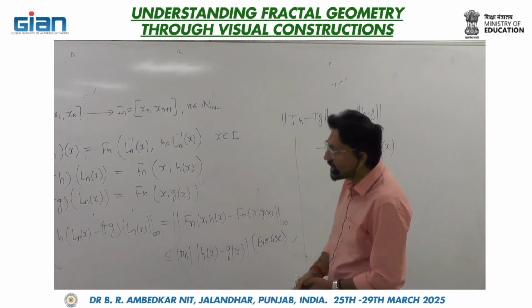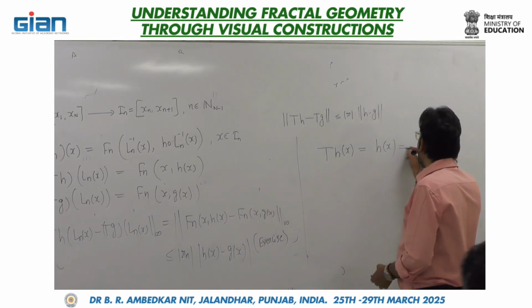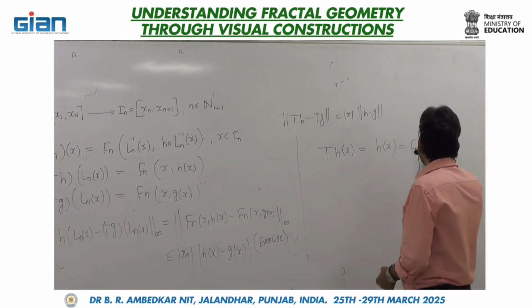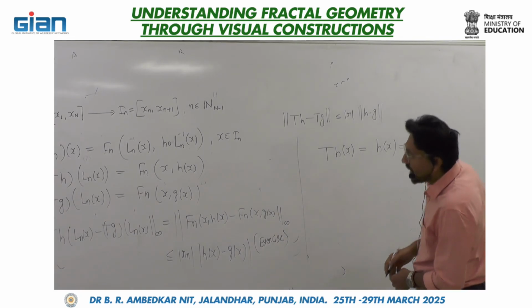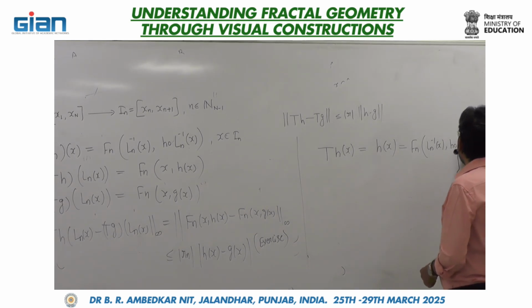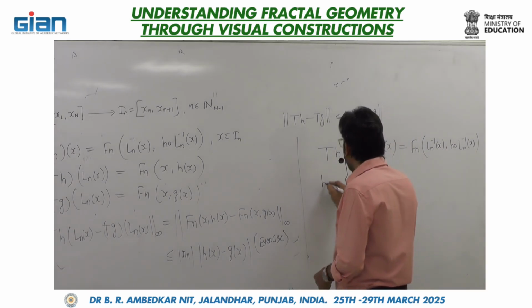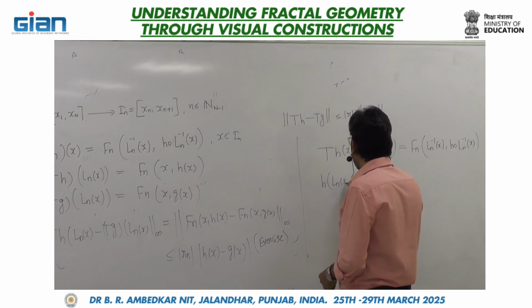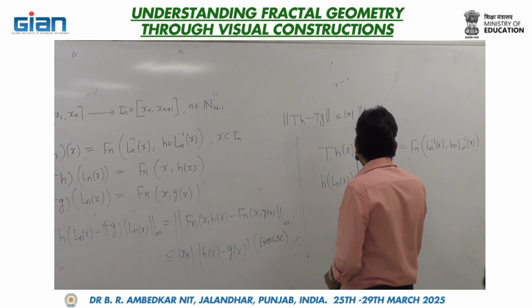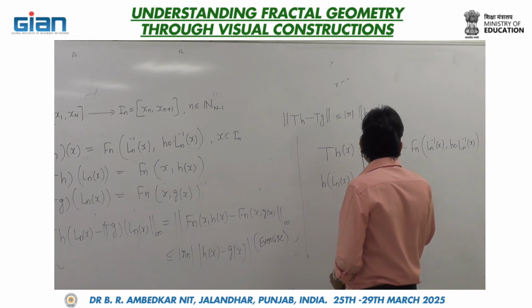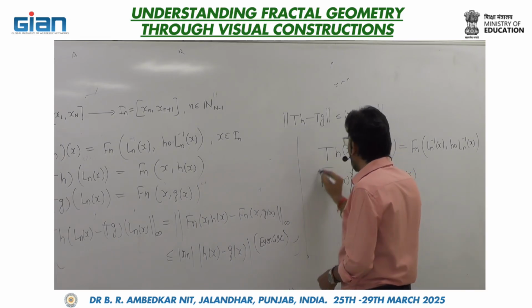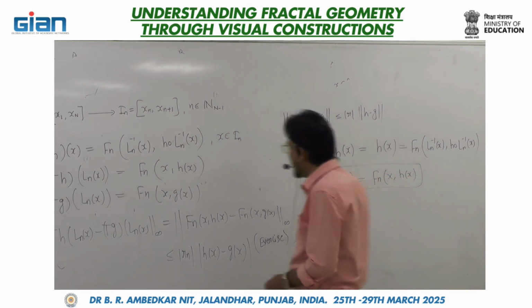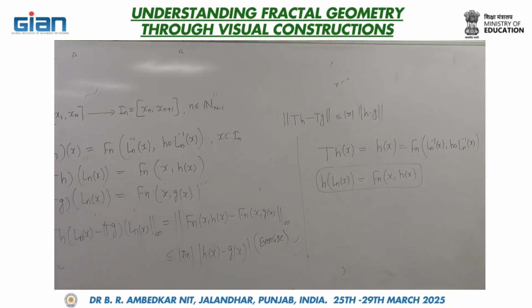Okay, but Th of x is what? Th of x is fn of ln inverse x comma h of ln inverse x. Then you take h of ln x. h of ln x will be what? fn of x comma h of x. So you got this one. So this h is nothing but your, what is h?